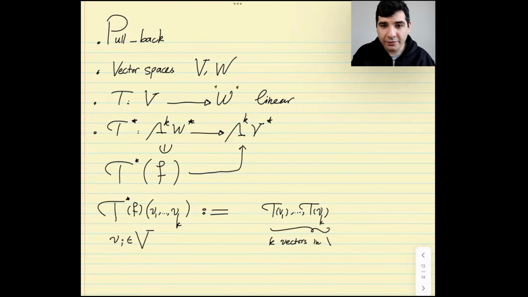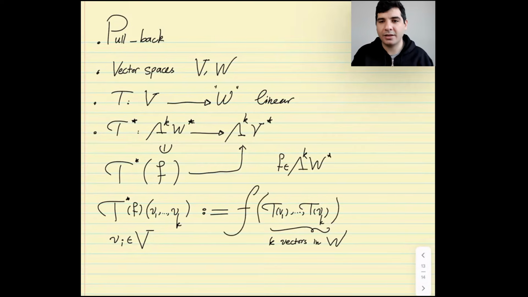f is a k-form on W. So f can act on any set of k vectors in W. So f of T of v1 up to T of vk makes sense. This is a real number. I define that to be the value of T star of f acting on v1 to vk. So you see T star of f takes k vectors in V and gives you a real number. So it makes sense for it to be a k-form on V. You can check to see that indeed it is alternating. That's the way to define this.